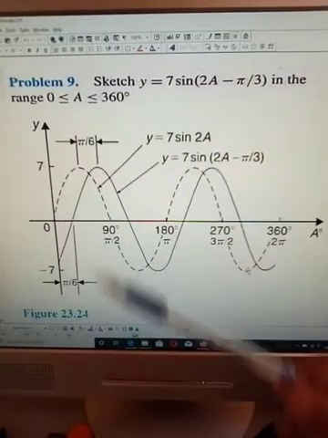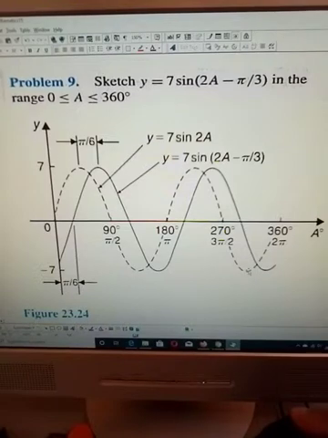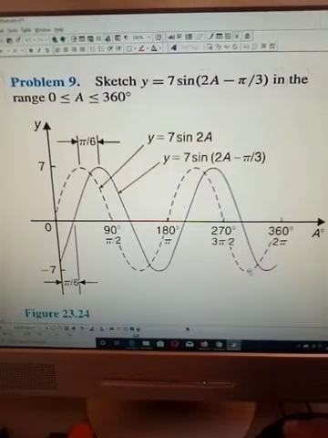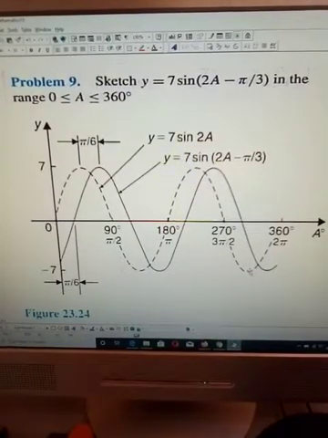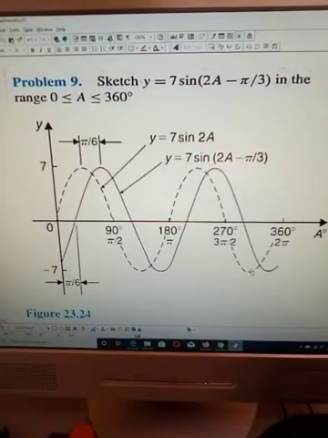Now, problem 9. Sketch y equals 7 sine(2A - pi/3) in the range 0 less than or equal to A, but less than or equal to 360.